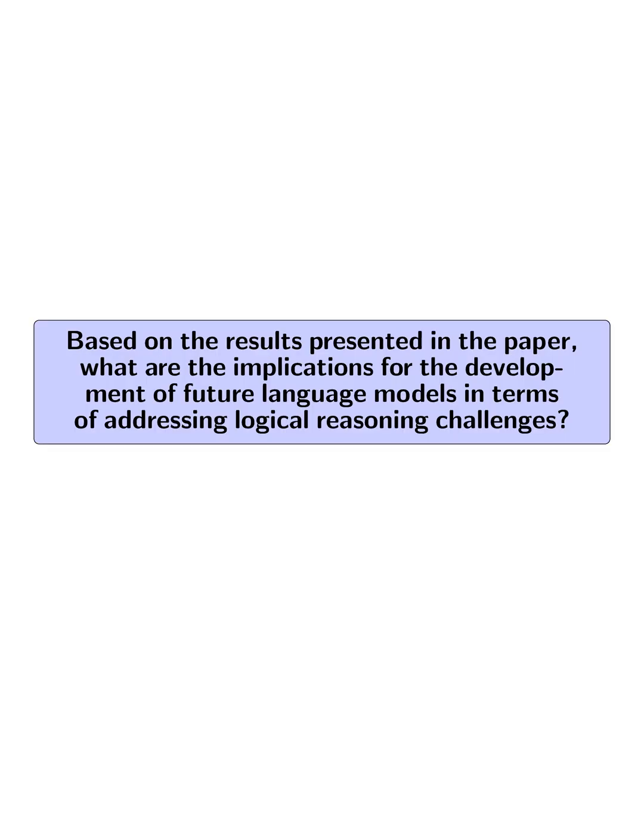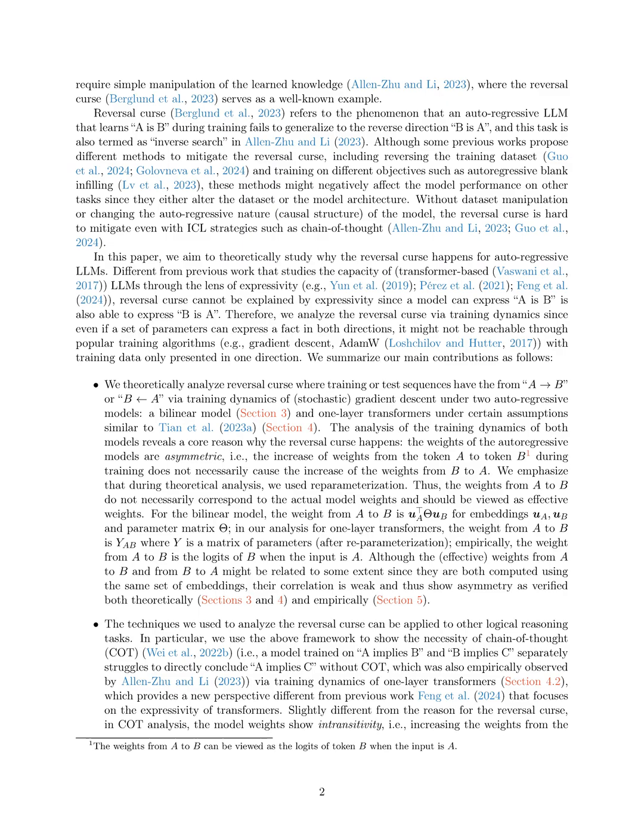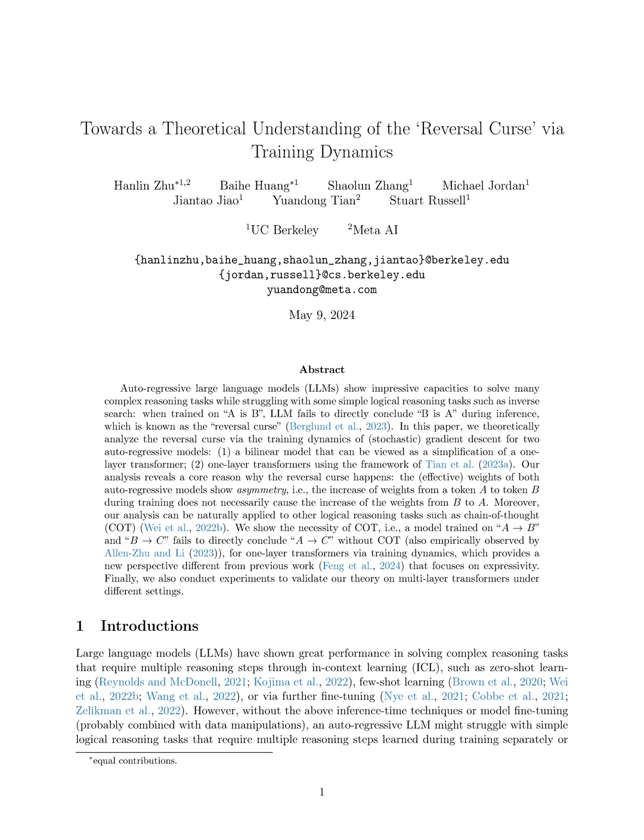Based on the results presented in the paper, what are the implications for the development of future language models in terms of addressing logical reasoning challenges? The implications are significant. The paper highlights the challenges faced by autoregressive large language models, LLMs, in tasks requiring logical reasoning, such as the reversal curse and the necessity of chain of thought, COT.